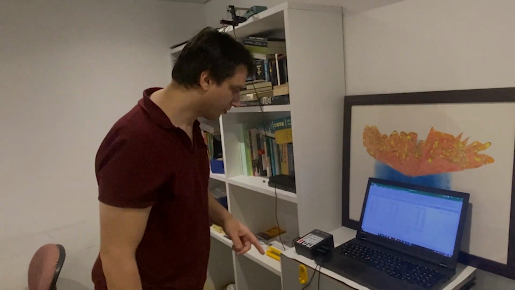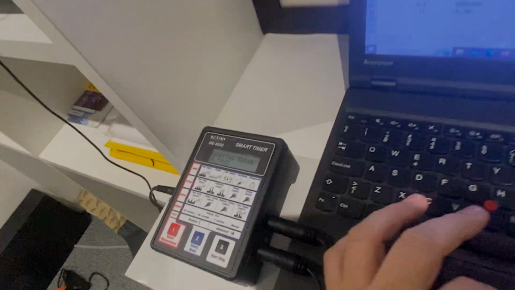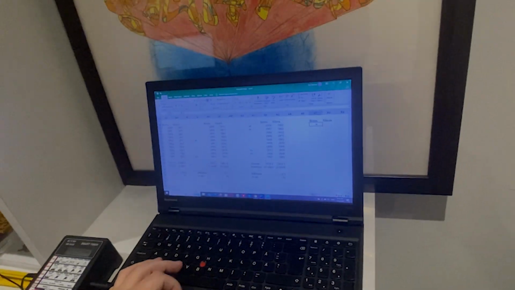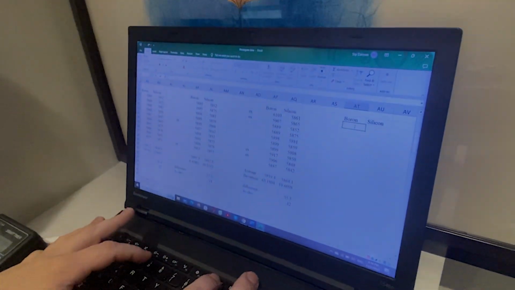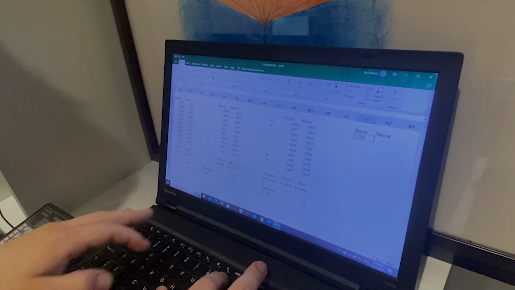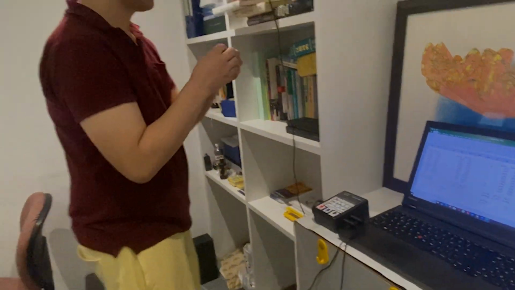Okay, 5923. So it took boron a long time to drop. And now silicon.